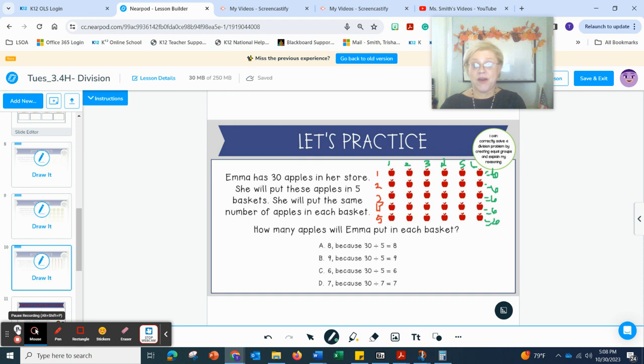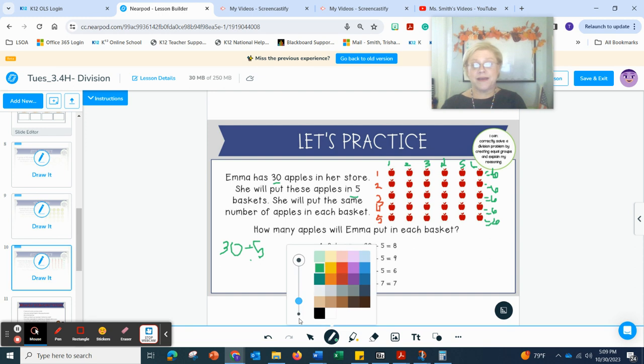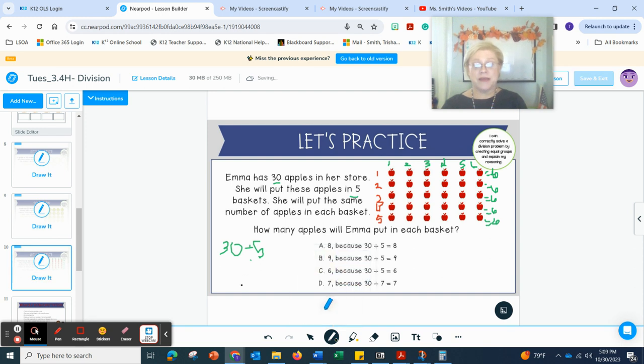All right. What is your answer? So we know we have 30. We're breaking it up into 5. So our division problem is 30 divided by 5. If we look at each of our answer choices, which one can we just say, you're out of there, buddy, because you don't match 30 divided by 5?